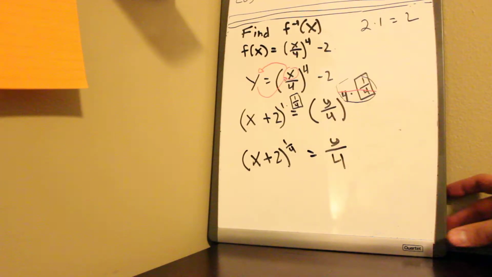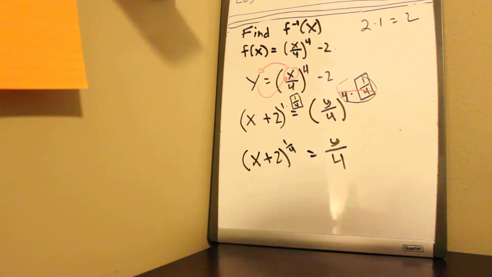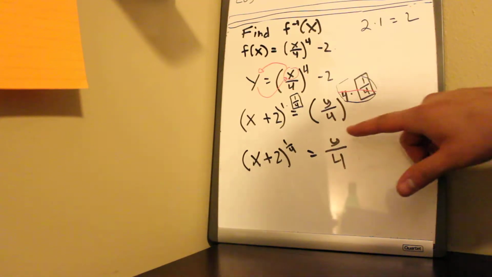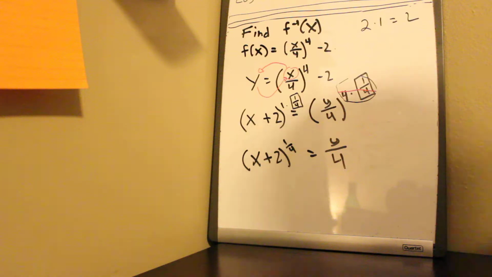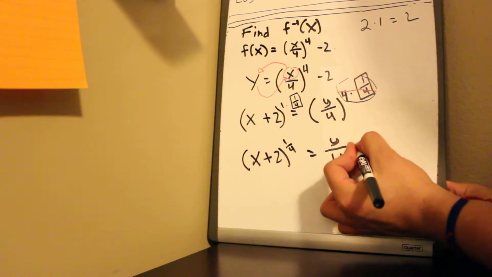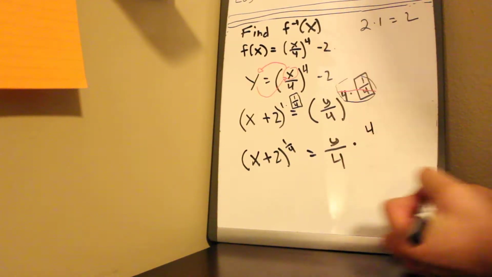Okay, now we're almost done here. We are so close to being done. We want to get this y by itself. So we see that it's y divided by 4. Well, how do you undo division? Well, that's correct. You multiply. So I want to multiply by 4.